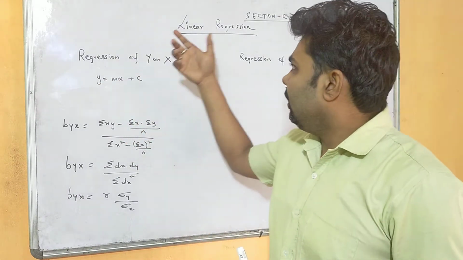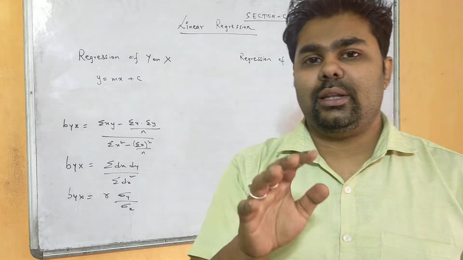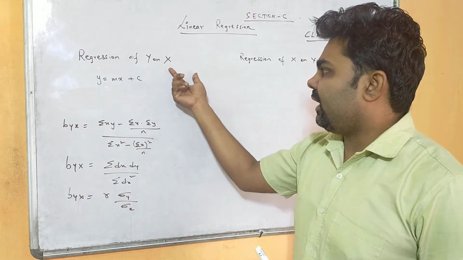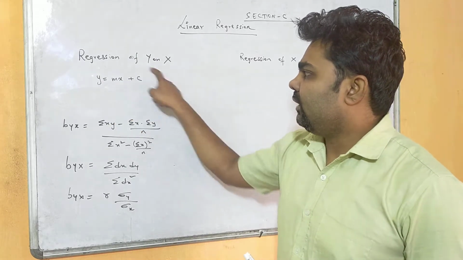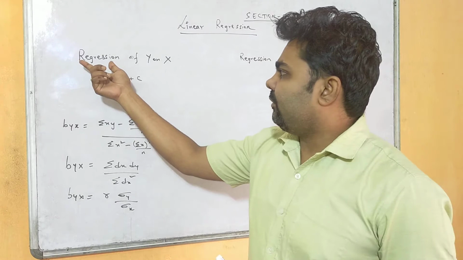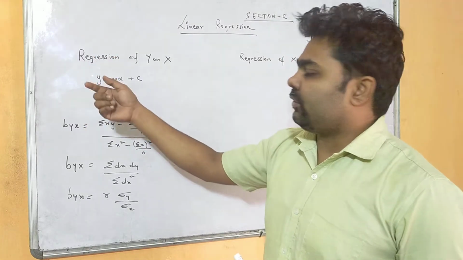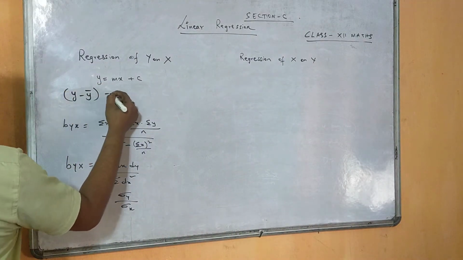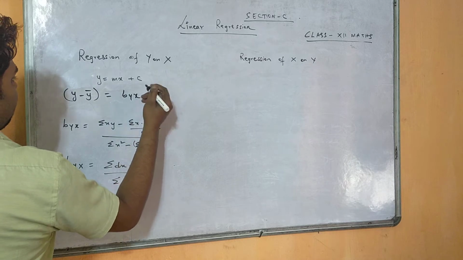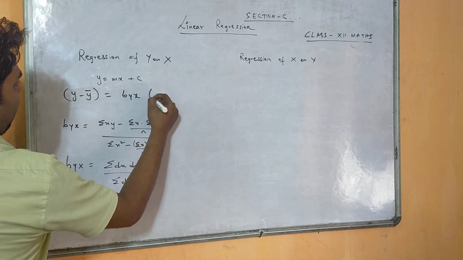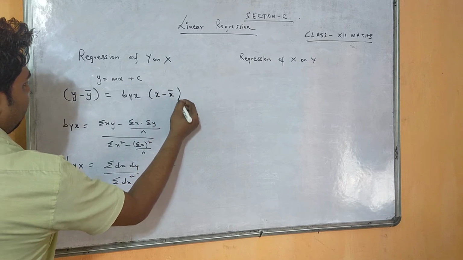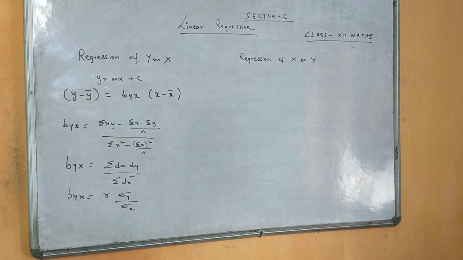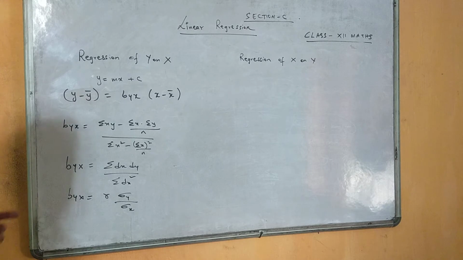So you see, linear regression. Now in this chapter it is asked to find the lines of regression. Lines of regression means regression y on x; when I write that, it means y equals mx plus c. This equation is an equation of a straight line, but when it is said to find the line equation or the regression of y on x, then y minus y bar equals byx times x minus x bar. Okay, so this is the line equation, that is y on x. So this is the regression line y on x.